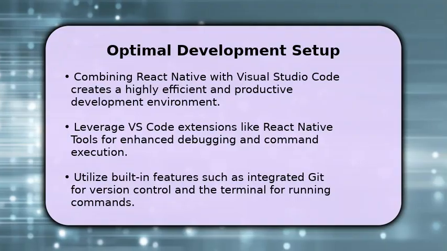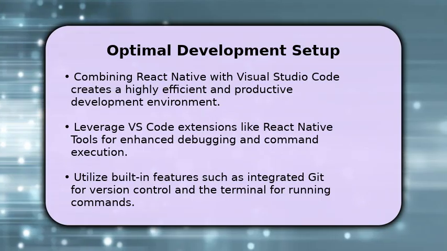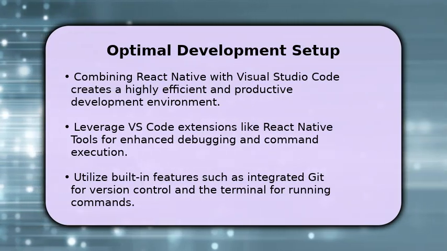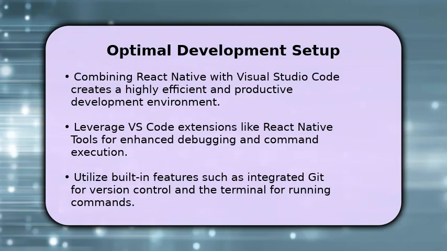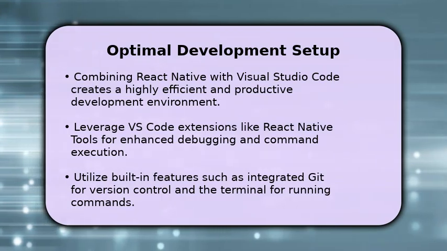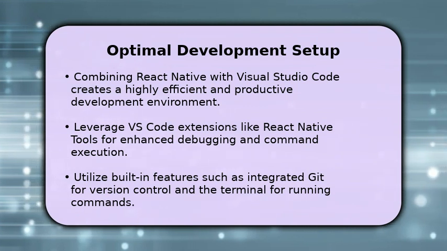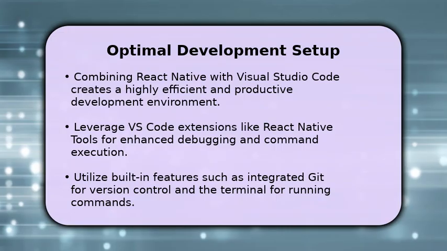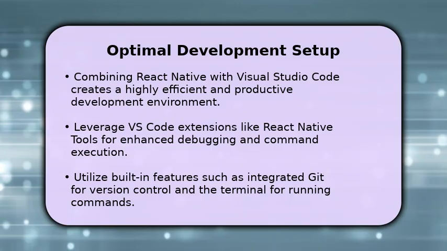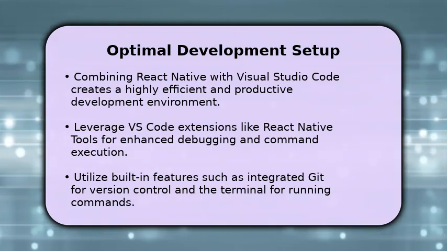Combining React Native with Visual Studio Code creates an exceptionally powerful and efficient development environment. To maximize your productivity, leverage VS Code extensions like React Native tools for enhanced debugging and command execution. Utilize built-in features such as integrated Git for seamless version control and the terminal for running all your development commands. Regularly updating both React Native and VS Code ensures you benefit from the latest features, performance improvements, and security patches, keeping your workflow at its peak efficiency.